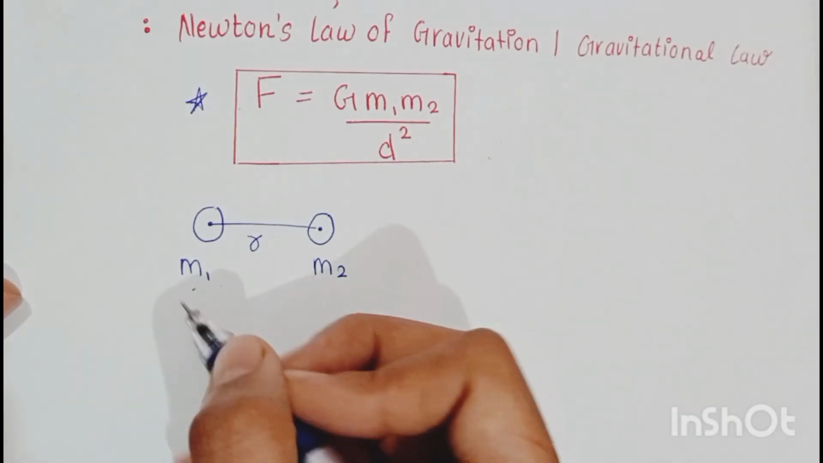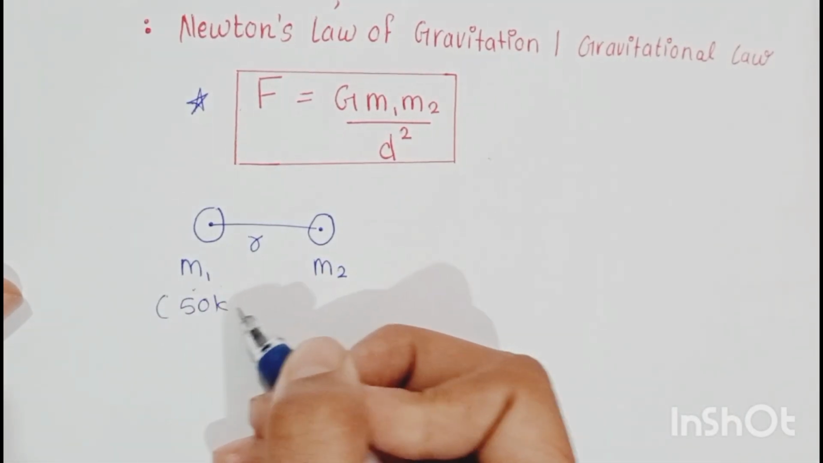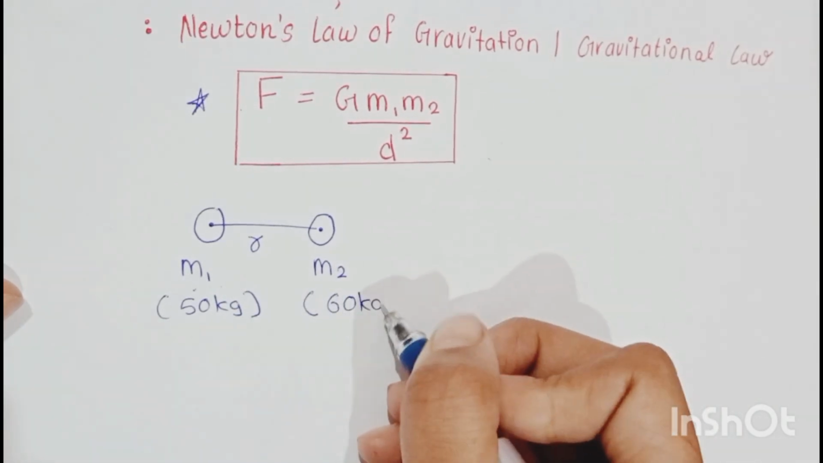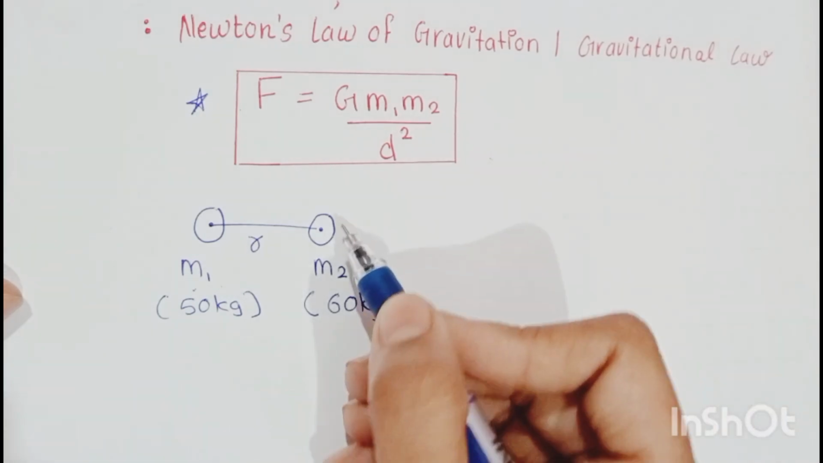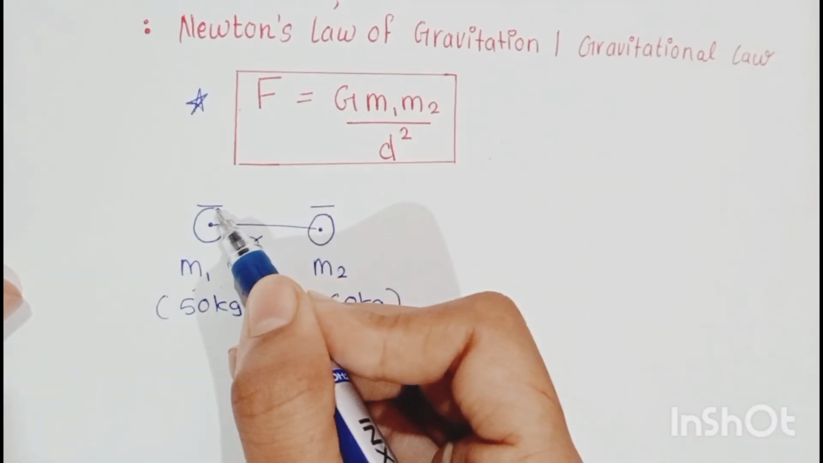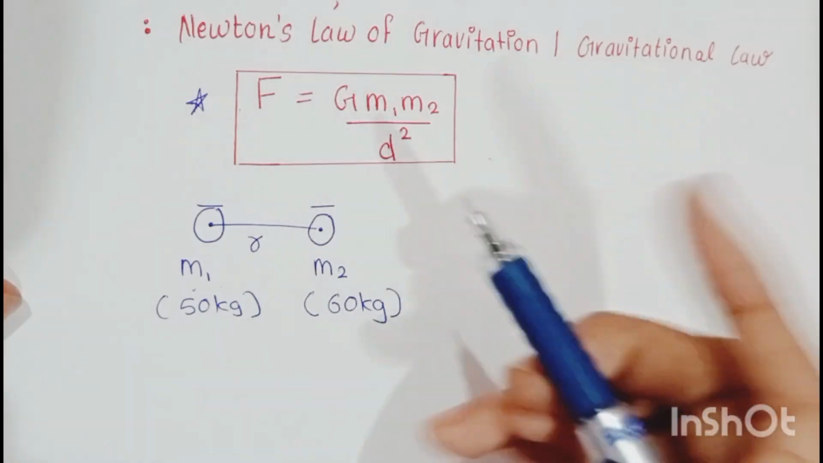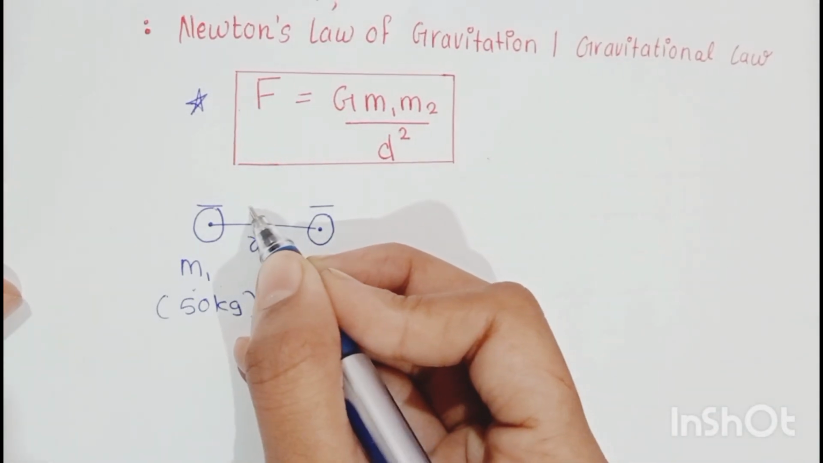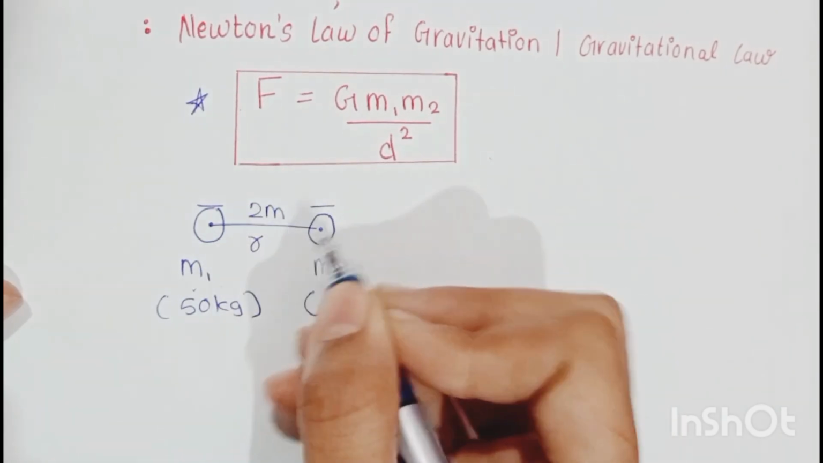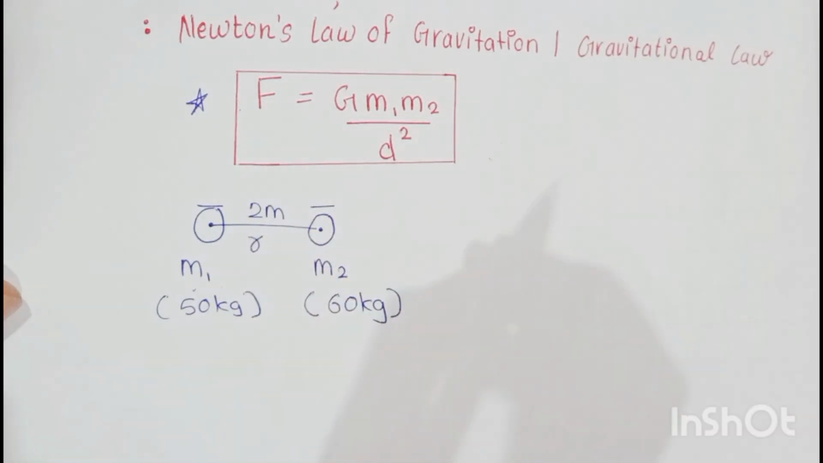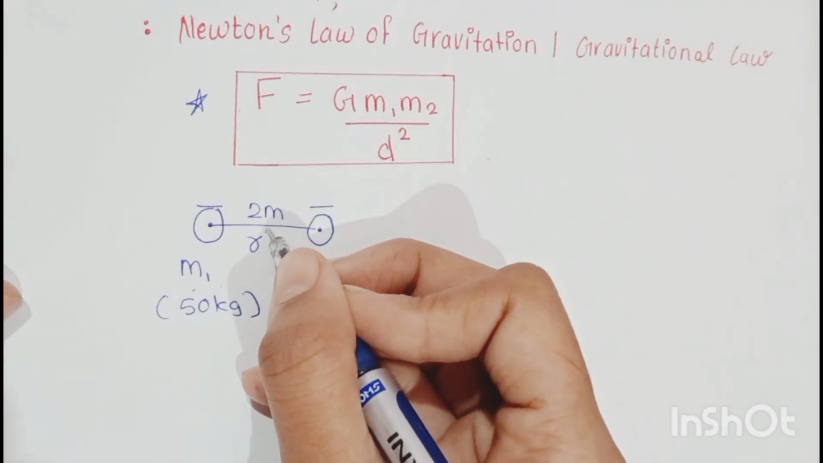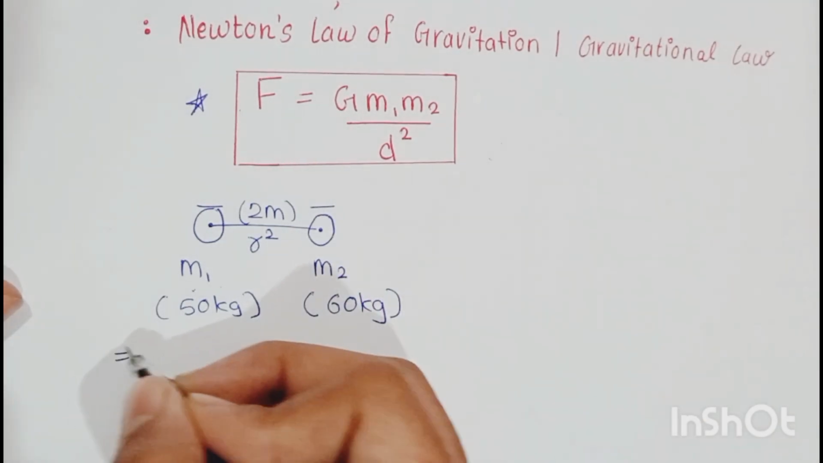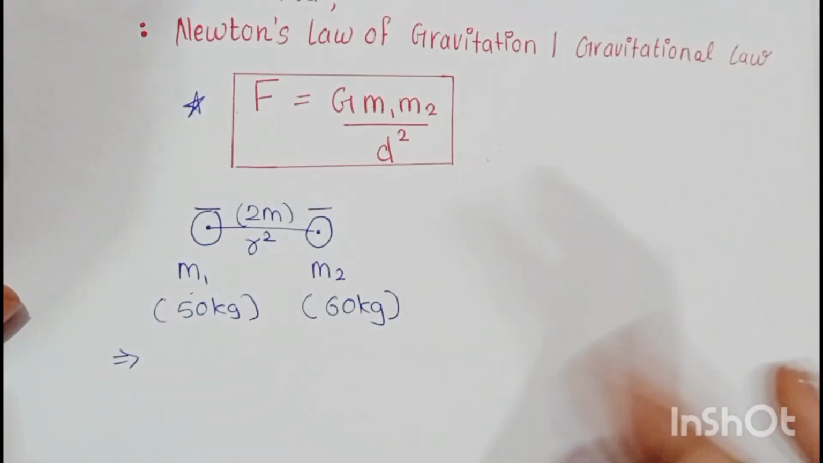Now let's take it by numbers. Let's say m1 is 50 kg and m2 is, let's say, 60 kg. This is made up of metal, this is made up of some other metal, and it is quite heavy. The distance between them is, let's say, 2 meter, so you will write it as 2 meter, and here we mostly take distance as distance square, so 2 meter square. Now what is the formula? Let the formula go for now.